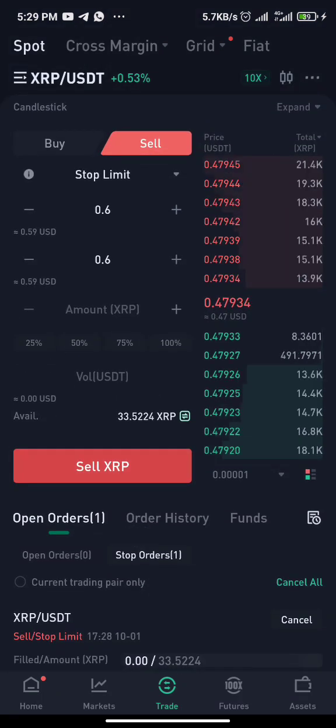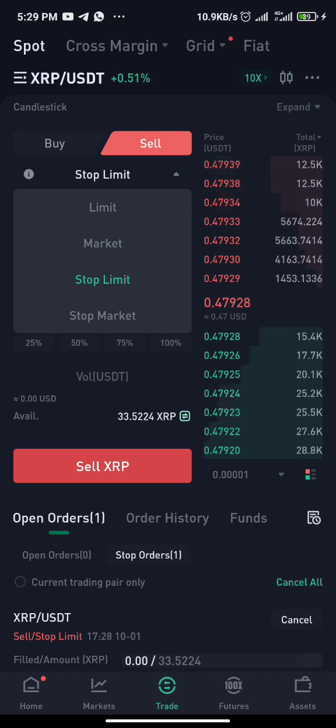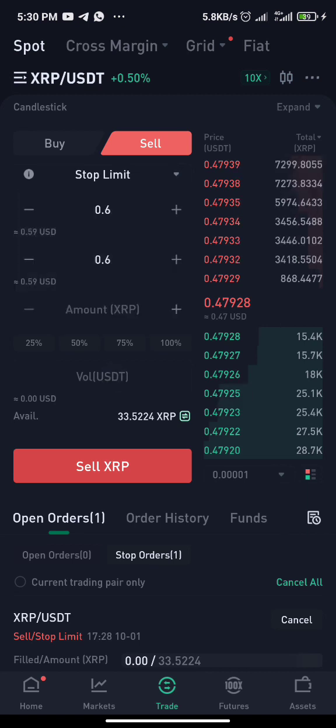There is another way, but I will be explaining that in the next video, where you can set a stop loss and take profit at the same time with a single order.